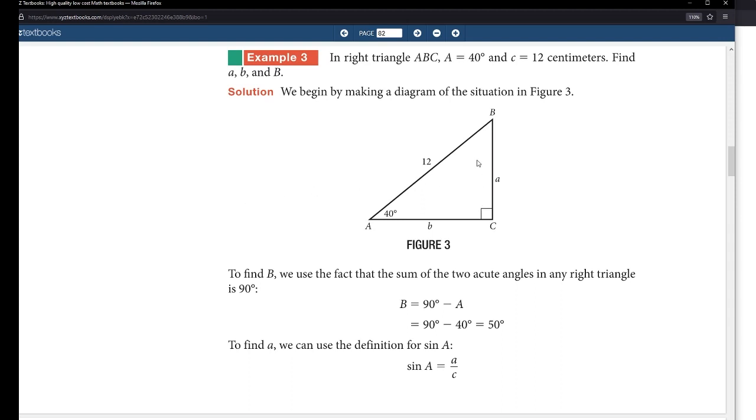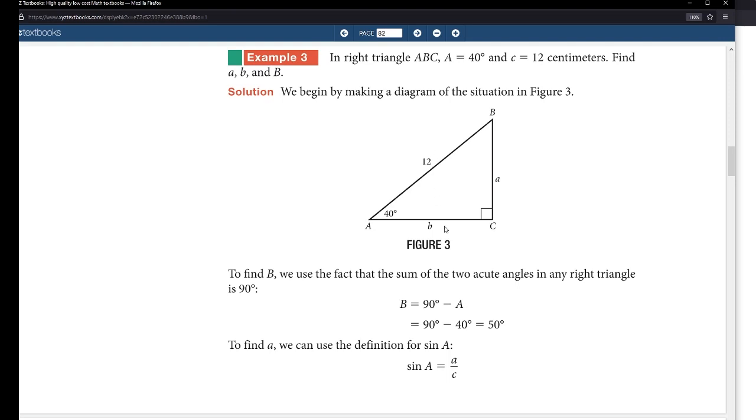So remember that the interior angles of a triangle add up to 180 degrees. So you might go, wait, I don't know what angle B is. Well, you've got 90 degrees taken up here. You've got 40 degrees taken up here. 180 minus 90 is 90. 90 minus 40 is 50. So that means angle B here has to be 50 degrees because all three interior angles have to add up to 180 degrees. Right?